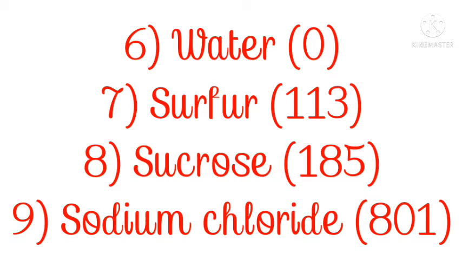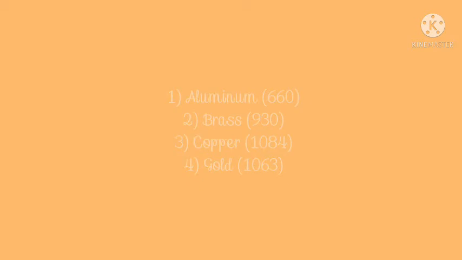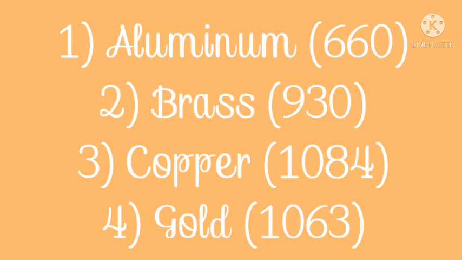7. Sulfur. The melting point of sulfur is 113 degrees Celsius. Number 8. Sucrose. The melting point of sucrose is 185 degrees Celsius. 9. Sodium chloride. The melting point of sodium chloride is 801 degrees Celsius. Super kids, next you'll be learning some metals and their melting points.